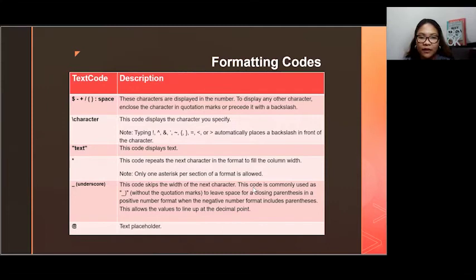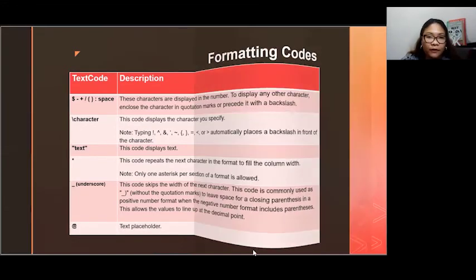Asterisk: this code repeats the next character in the format to fill the column with. Only one asterisk per section of a format is allowed. For the underscore, this code skips the width of the next character. This code is commonly used as quote, underscore, parenthesis, close parenthesis, quote. So it would be underscore, close parenthesis, to leave space for a closing parenthesis in a positive number format when the negative format includes parentheses. So this allows the values to line up at the decimal point. Then you have the at sign for the placeholder.